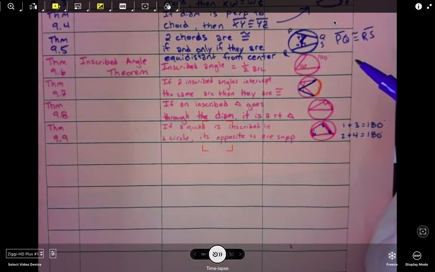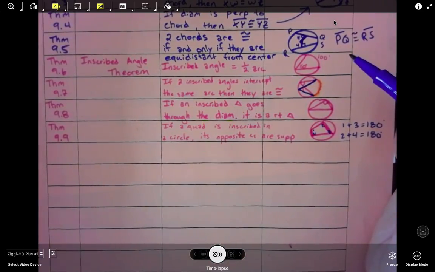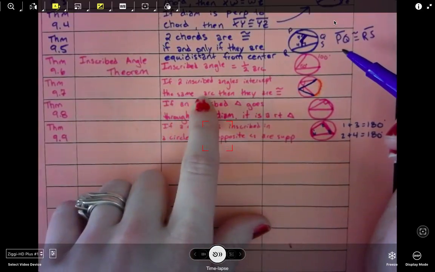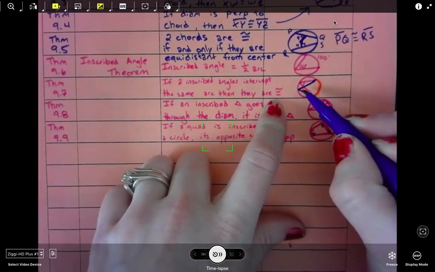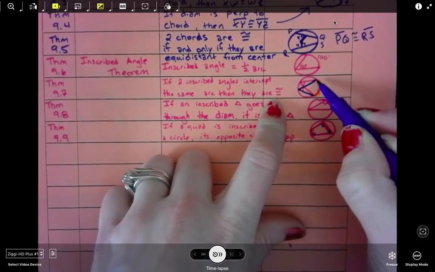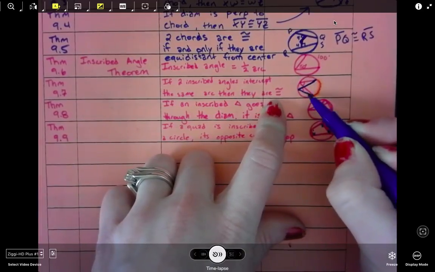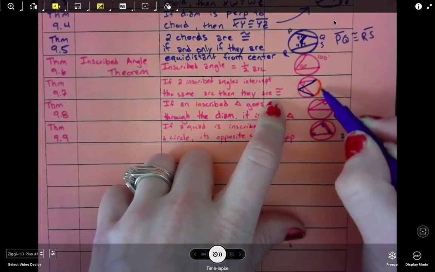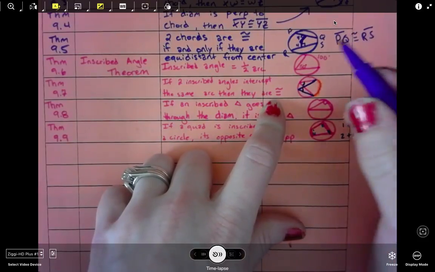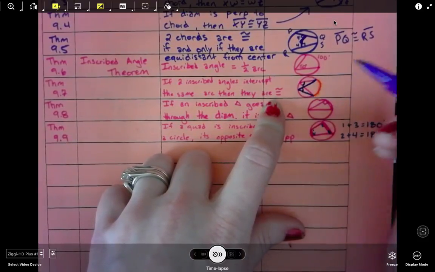Okay, I'm going to go through these kind of fast, so if you need to pause, go ahead. Theorem 9.7 says that if two inscribed angles intercept the same arc, then they are congruent. So like this blue one here intercepts that squiggly yellow arc. Same thing with the pink one here. It intercepts the squiggly arc. So these two angles are exactly the same measure. They are congruent to each other, those inscribed angles.